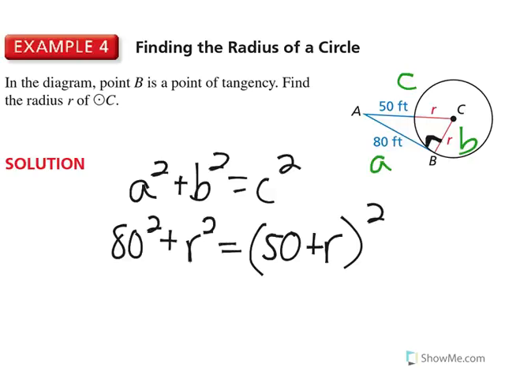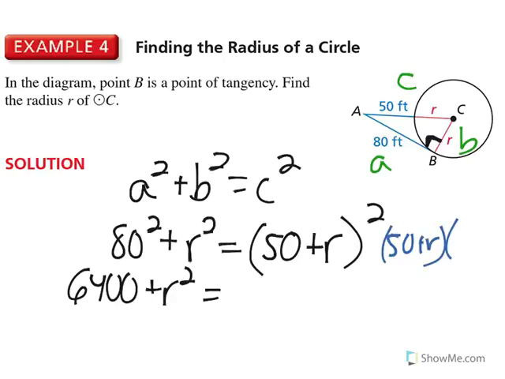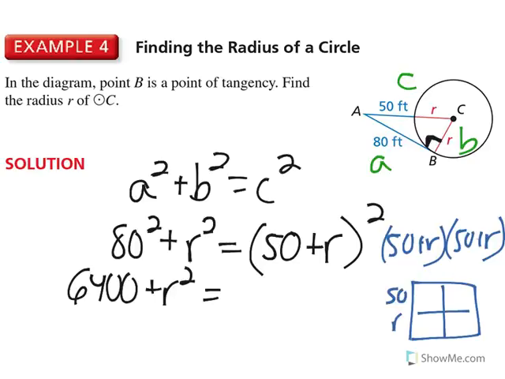Okay, then you just keep solving this like normal. So 80 squared is going to give me 6,400 plus R squared. And then for the second part, you're going to have to FOIL it, multiply both of these. Remember, the square is going to look like, if I rewrite it out here, 50 plus R times another 50 plus R. You can either FOIL this, or I know some people do the box method. Whichever way works for you is what you do.